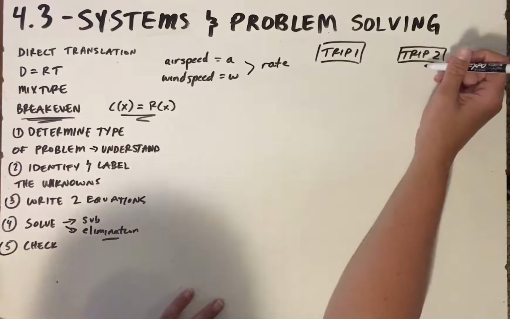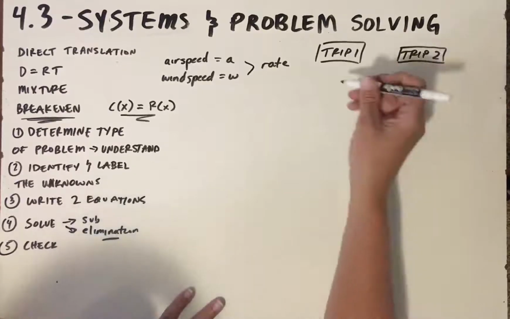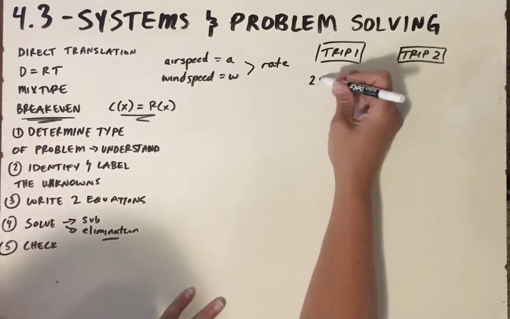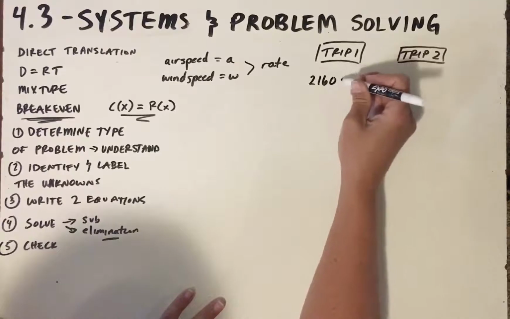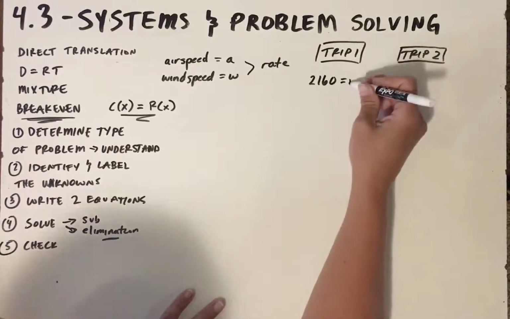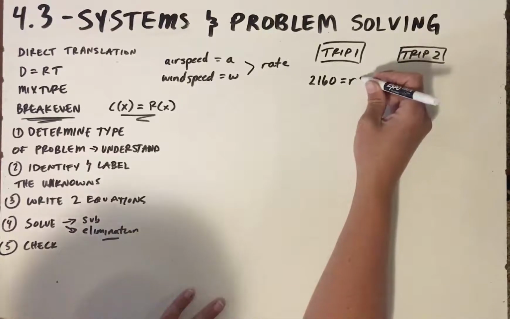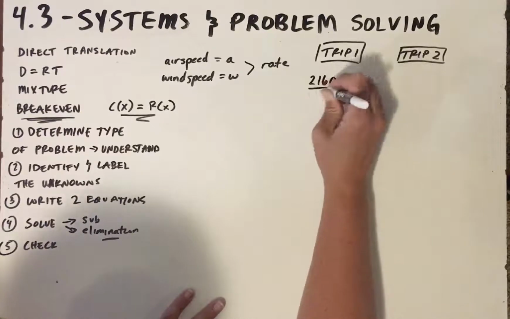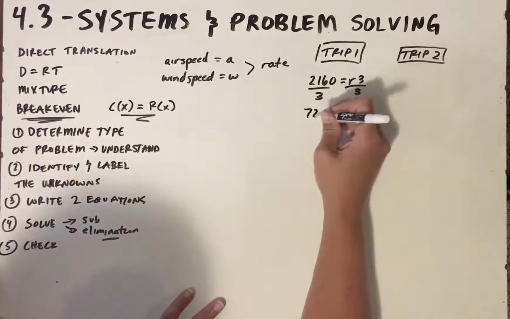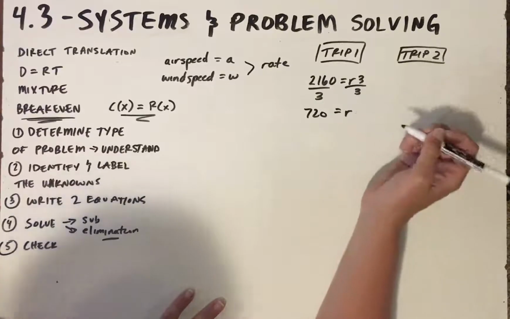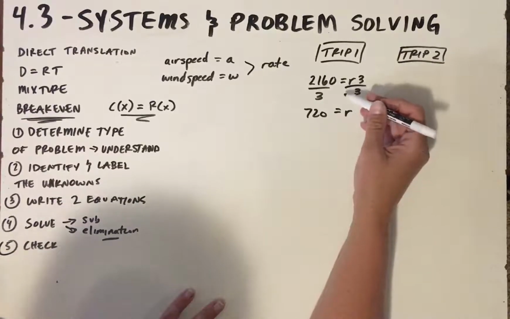Trip 1, it says that the airplane takes 3 hours to travel a distance of 2,160 miles. So 2,160 miles is equal to a rate that I don't know times the time of 3 hours. If I divide this by 3, I get 720 is equal to the rate, because the rate's the thing I don't know in trip 1.